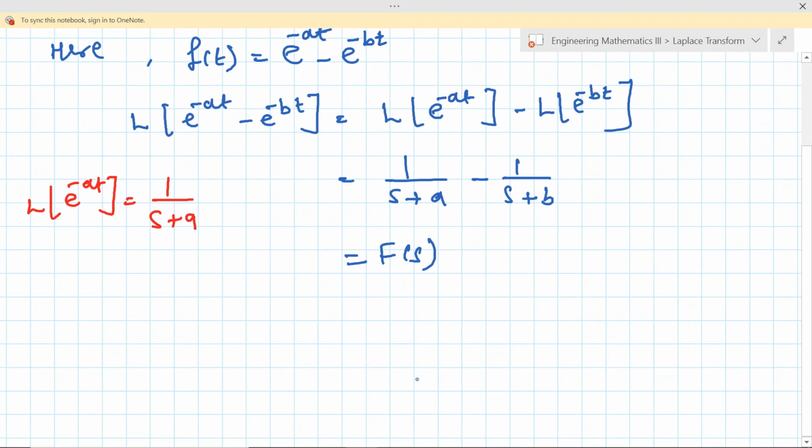Therefore, by the division by t property, using division by t property.